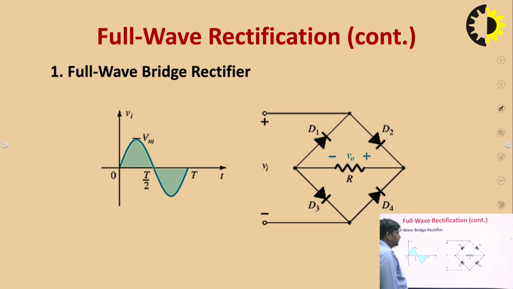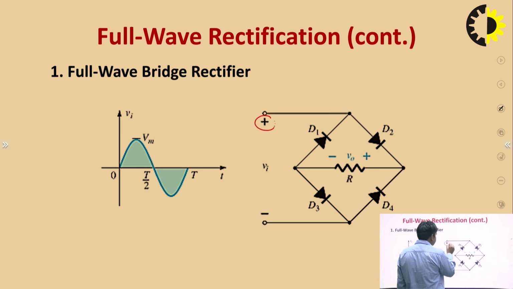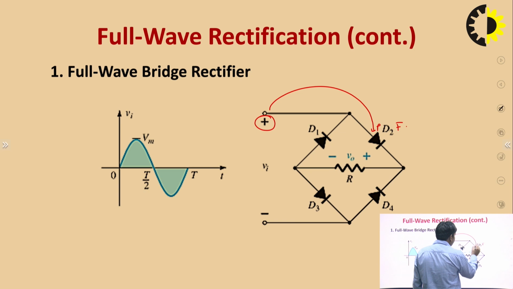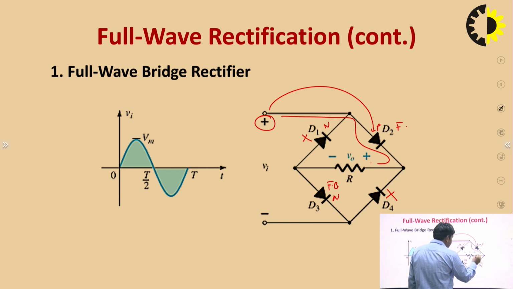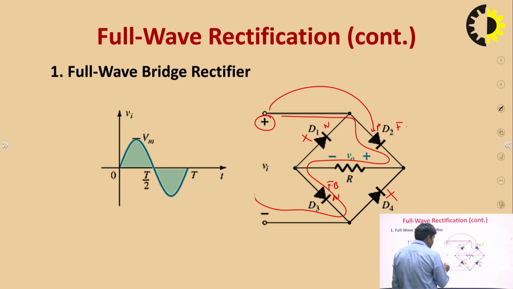When we apply a positive supply at that terminal, D2 is forward biased, because the plus terminal is connected to the P type of the diode, and this one is N type. So, this one is reverse biased during the positive half cycle, and the negative terminal is applied here. So, this is forward bias, this one is reverse bias, or we can say open circuit. So, the current flows from this side to this side, just like this.